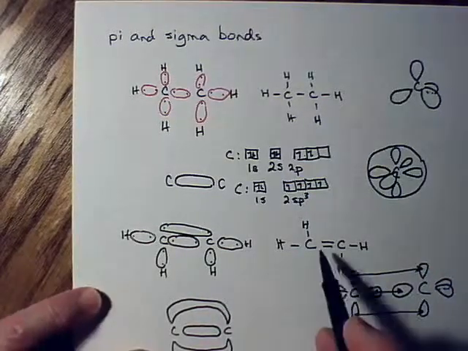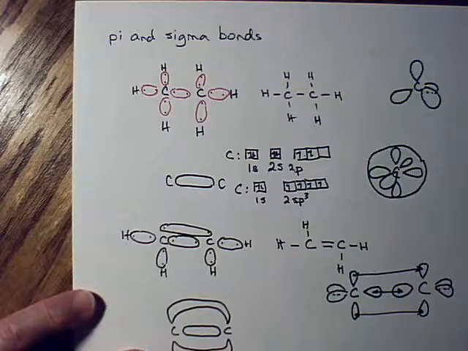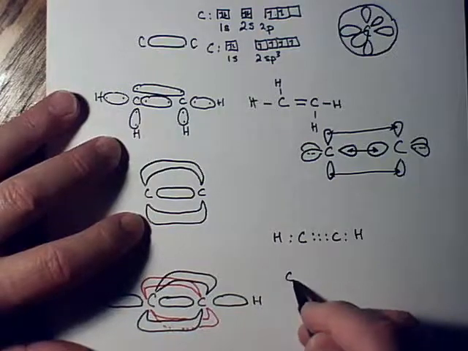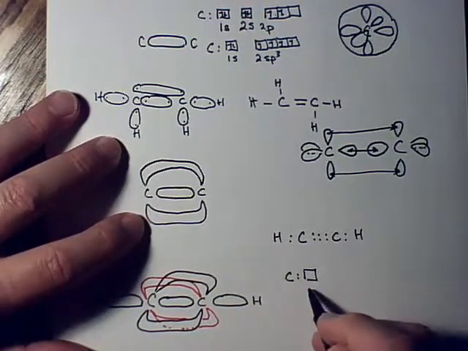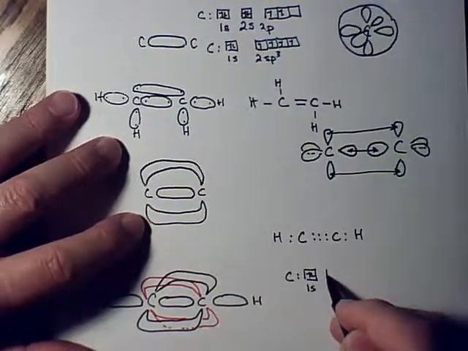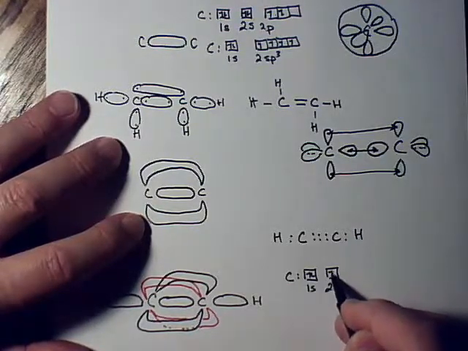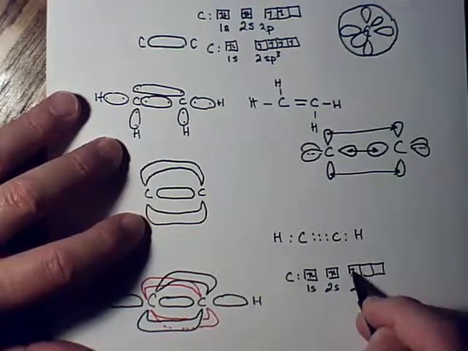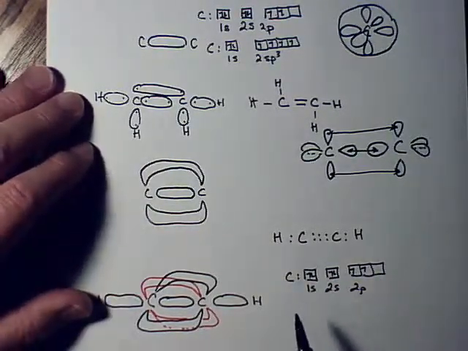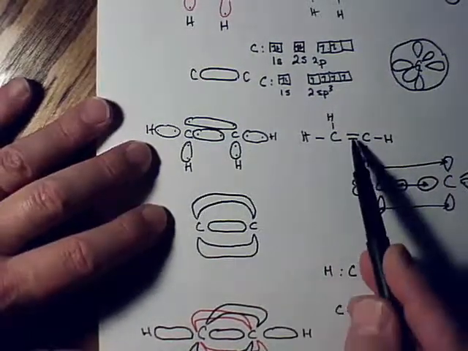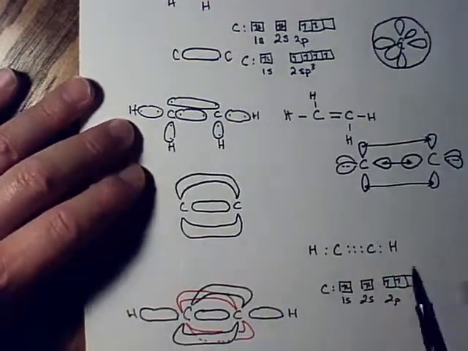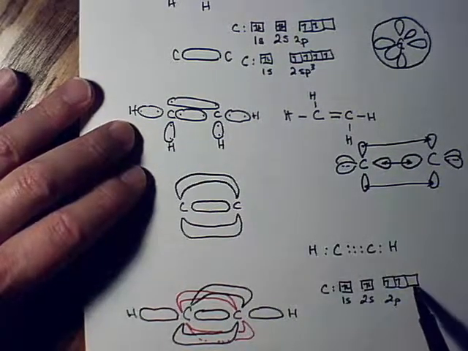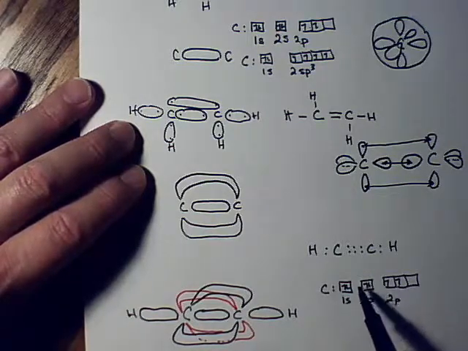Now, let's take a look at the double bond situation, okay? With the double bond situation, I don't have any room up here. I'm going to have to move it down here to the bottom. Carbon had this unhybridized set of orbitals. Okay, so what we need in a double bond, in this kind of arrangement, is we need to leave one p orbital unhybridized. Okay, so we're going to break this one out and combine these three.